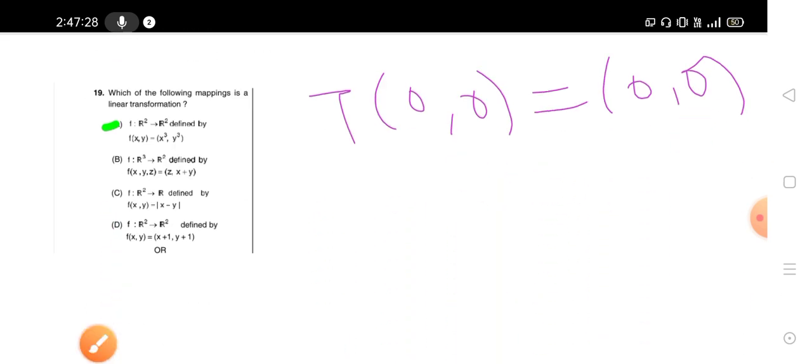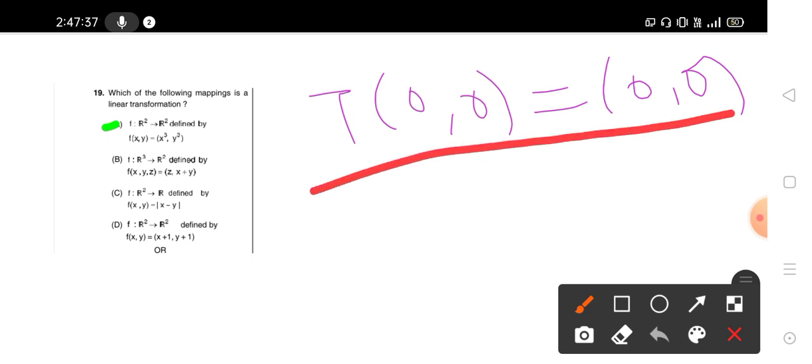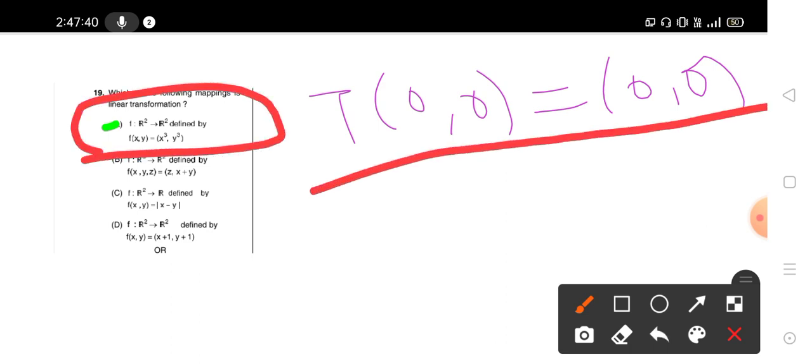Next question. Which of the following mapping is the linear transformation? First step: T of 0 should equal 0. T of (0, 0) equals (0, 0). So option A is correct.